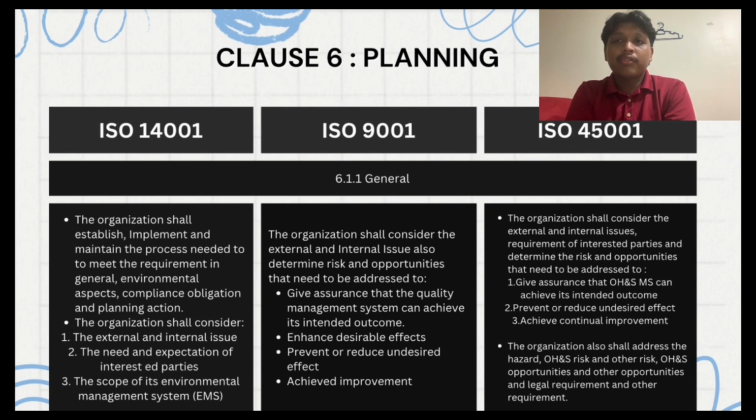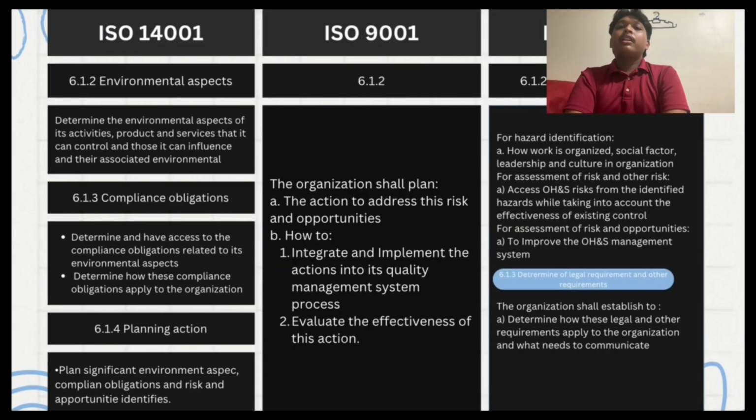Next, for ISO 45001, the organization shall consider the external and internal issues, requirements of interested parties, and determine the risks and opportunities that need to be addressed. Next, for the subclauses 6.1.2, 6.1.3, and 6.1.4, in ISO 14001 it is about environmental aspects, compliance obligations, and planning action. For ISO 9001, the organization shall plan the actions to address these risks and opportunities, integrate and implement the actions into its quality management system processes, and evaluate the effectiveness of these actions.